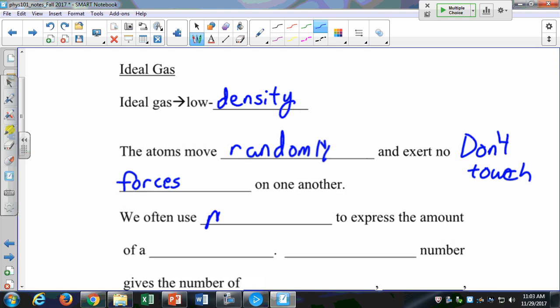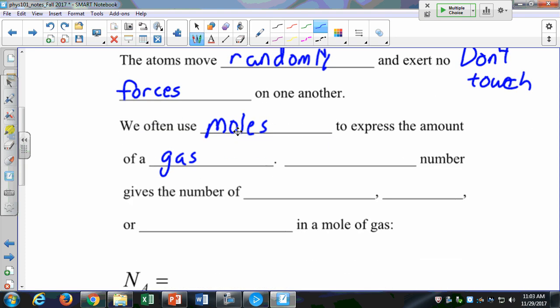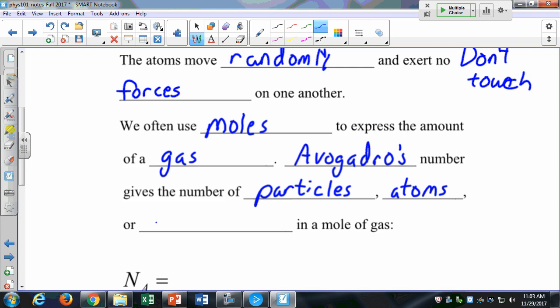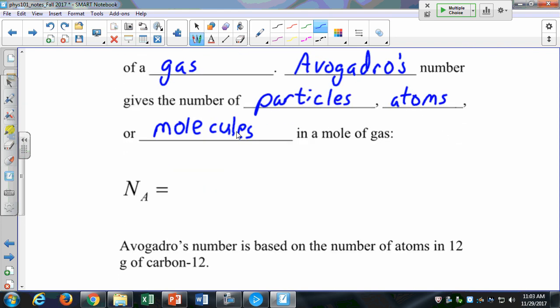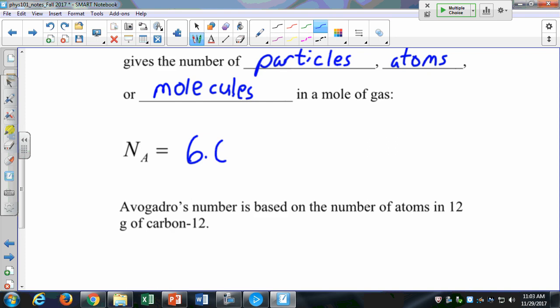We often use moles to express the amount of a gas. Avogadro's number gives the number of particles, atoms, or molecules in a gas. You don't need to know Avogadro's number, it's on your equation sheet. Many of you might know it. It's 6.02 times 10 to the 23rd.